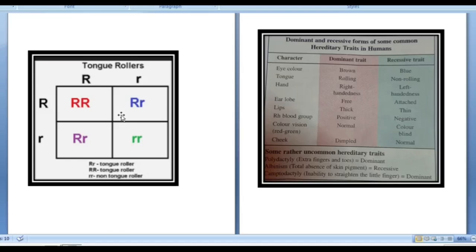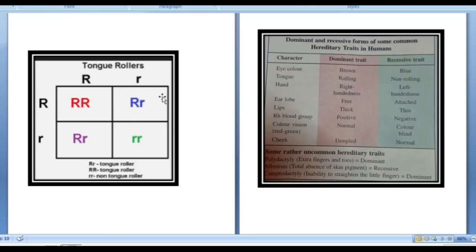If the same cross was conducted between a parent who was homozygous dominant, that means capital R capital R instead of capital R small r, and another parent who was heterozygous, capital R small r, here you would not get the condition of small r small r, because one parent will not be having small r, and in that case all the children will be capable of rolling their tongues.